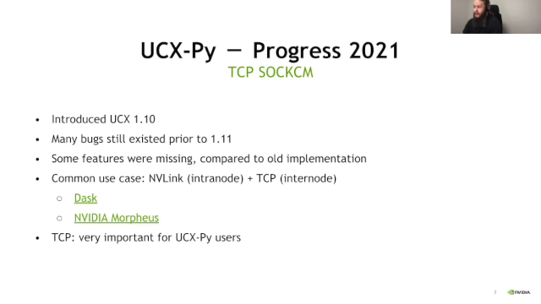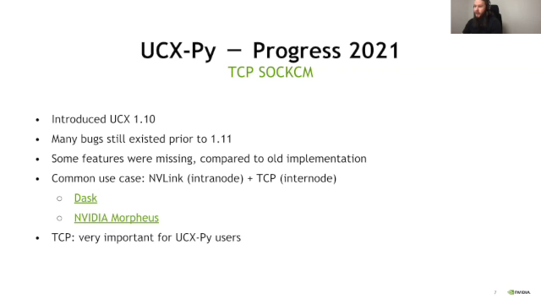Besides the issues that we've encountered, some features that were important to UCX-Py users were also missing in the new implementation. One such feature was TCP loopback support. TCP is a very important transport for UCX-Py users. One important use case is when using NVLink for intranode GPU communication, but only TCP is available for internode communication.